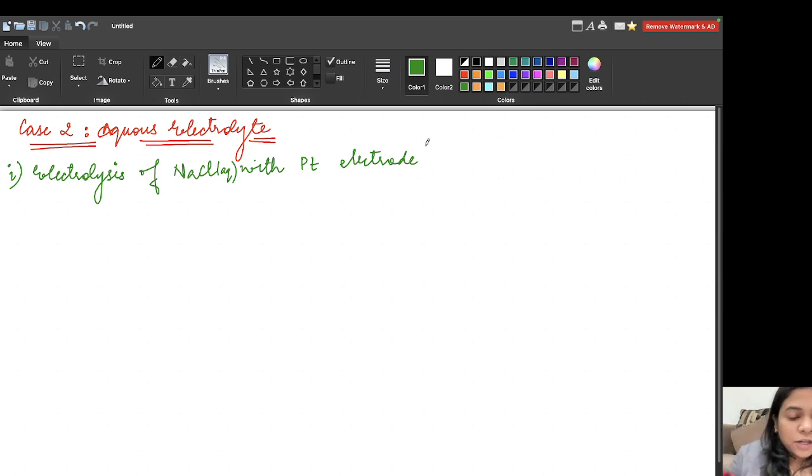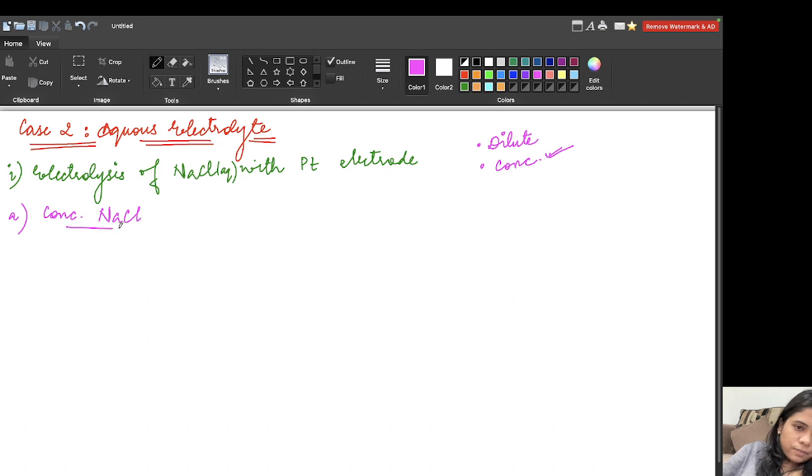Now this particular thing has also two cases: whether it is a dilute solution or concentrated solution. Dilute means a lot of water is added. Concentrated means very little water is added. But if nothing is given, we just assume that it is concentrated. Okay, so our A case is if it is concentrated NaCl.